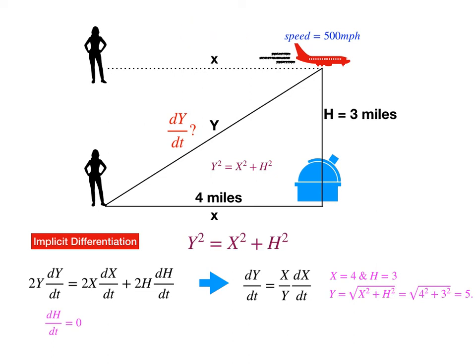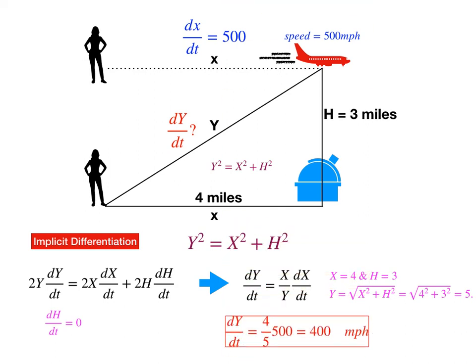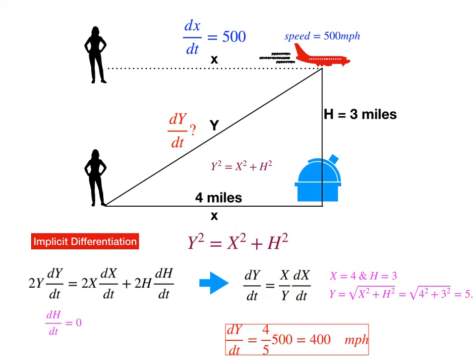All right. Earlier, we figured that dx/dt is 500. This is the same as the speed of the airplane. So putting all of this information together, we can find dy/dt equals 400 miles per hour.